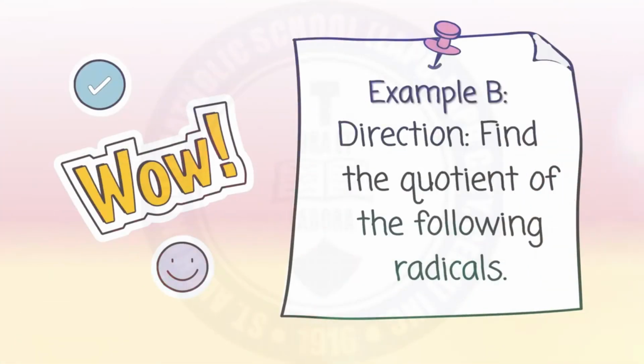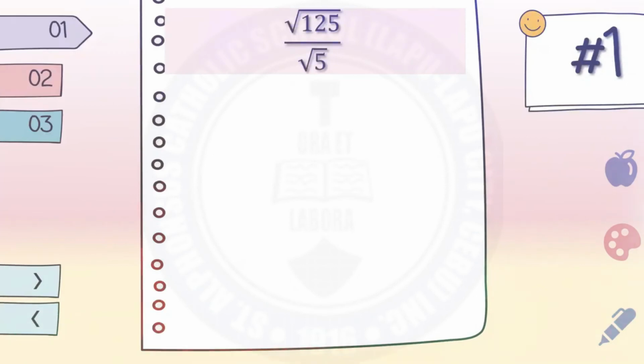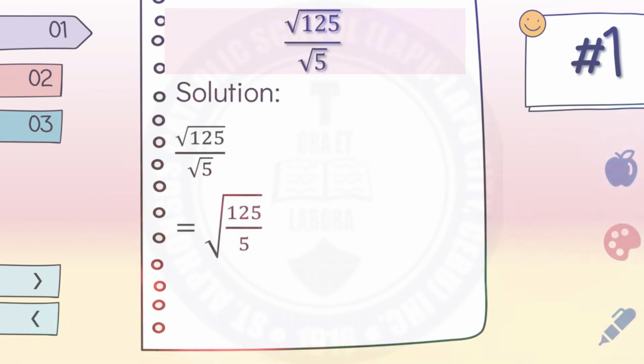Let's have some examples. Direction: find the quotient of the following radicals. Number 1. Square root of 125 divided by square root of 5. Since we can still divide 125 by 5, we can then proceed to this solution. It is equal to the square root of 125 over 5.